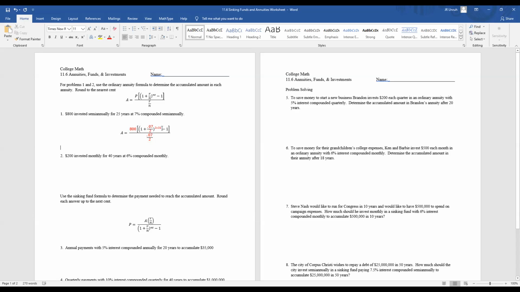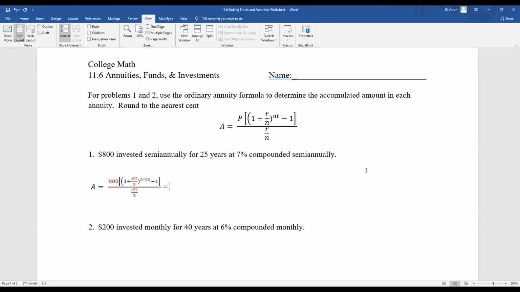If you need to do just the numerator first, get a value, do the denominator second, and get a value, you can do that. Okay, and so when you plug all those numbers in for number one, the accumulated amount of $800 invested semi-annually for 25 years at 7% comes out to $104,798.33. Okay, so that's our answer for number one.